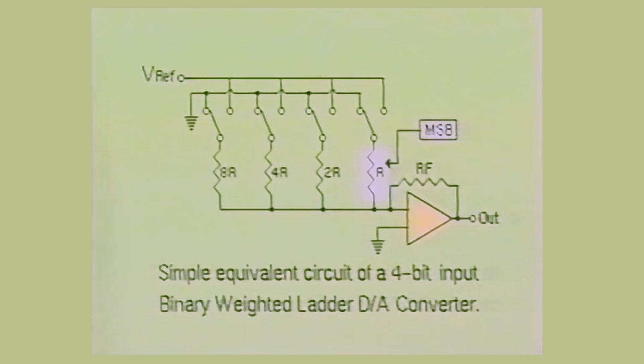And since resistor R, on the other hand, has the smallest resistive value, it will allow the most current to flow. Therefore, it is designated as the most significant bit.